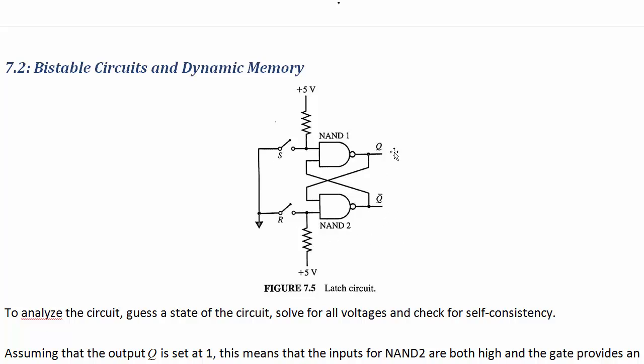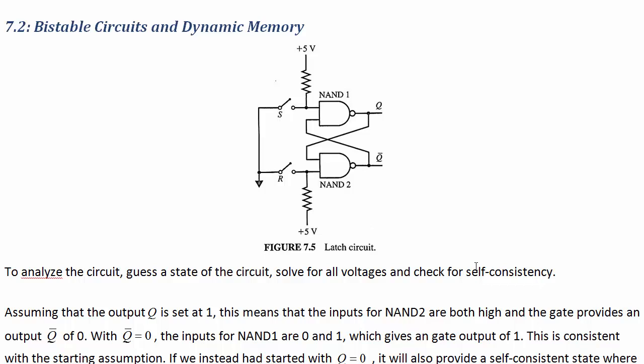Okay, so if you take Q as the output and Q bar as the inverted output, then hitting the set pin makes the output go high, regardless of what it was. Hitting the R pin, that is putting R to 0, makes the output go low, regardless of what it was.